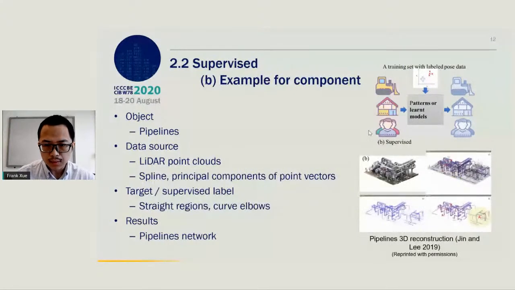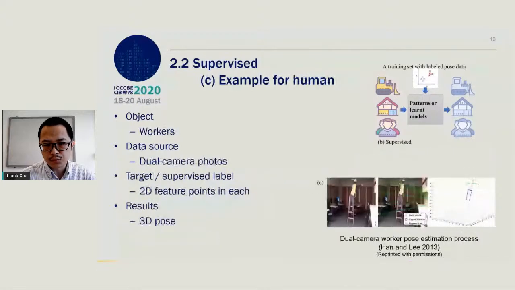And this sample, the target is the factory pipeline system, and they use a LiDAR point cloud, and with the spin lines and the principle of the point vectors to predict whether it's a straight pipe or it's a curved elbow. And finally, they can reconstruct the network. And in this example, the data source was the camera photos, and the target label is the poses, 2D poses. And finally, they combine the 2D poses together, and the results will be resulting a 3D poses. That will be much more useful, you know, for safety and other applications.